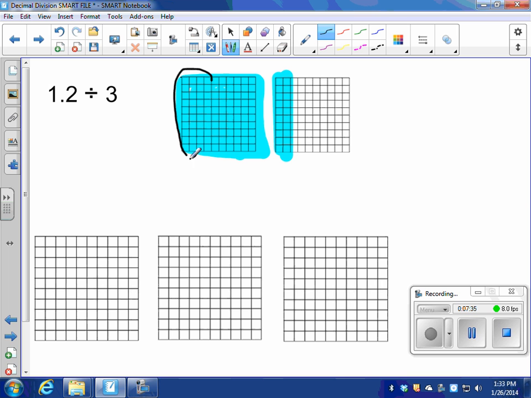And you could really stop at that point because you know what your answer is going to be. But we need to be able to show it, and this is the best way to show it. So 1, 2, 3, 4. And there we go. So our answer is going to be 4 tenths because we have 4 tenths in each group. All right, hope that helps, and we'll be moving on soon.